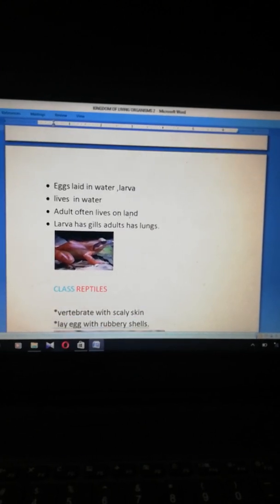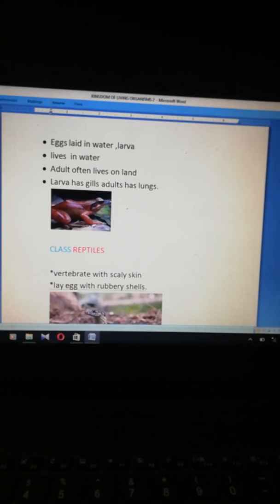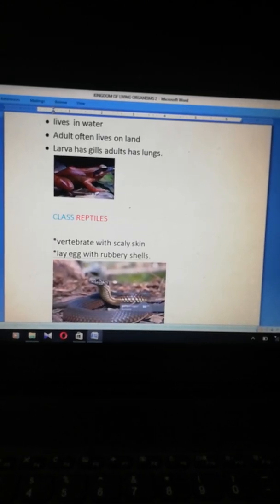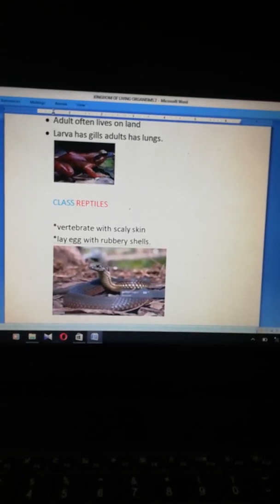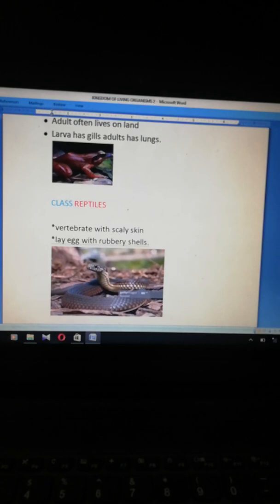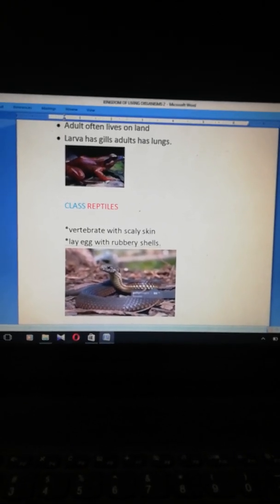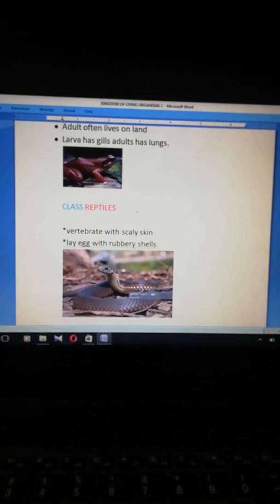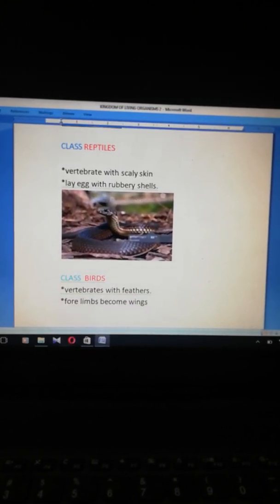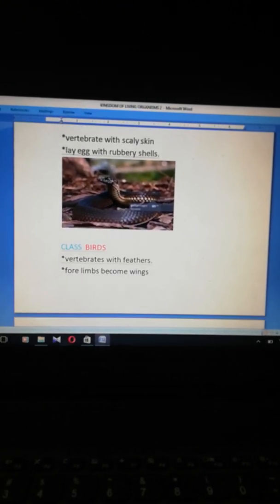Next, class reptiles. These are the crocodiles, lizards, snakes, turtles, and tortoises. Reptiles do not need to go back to the water to breed because their eggs have a waterproof shell which stops them from drying out. So common characters: vertebrates with scaly skin. They lay eggs with rubbery shells.